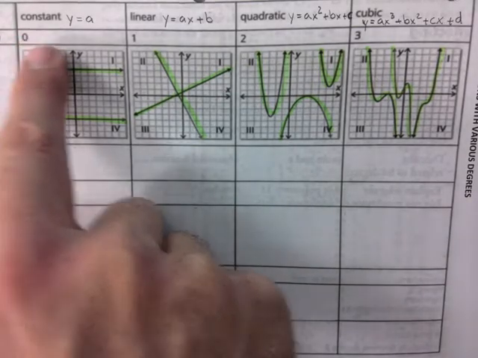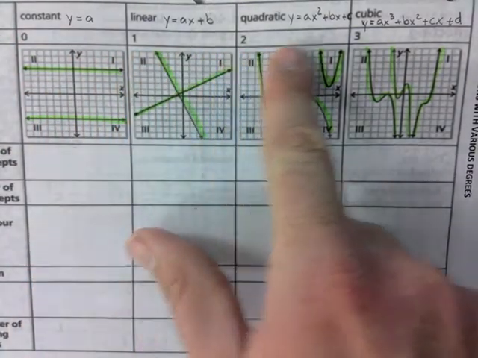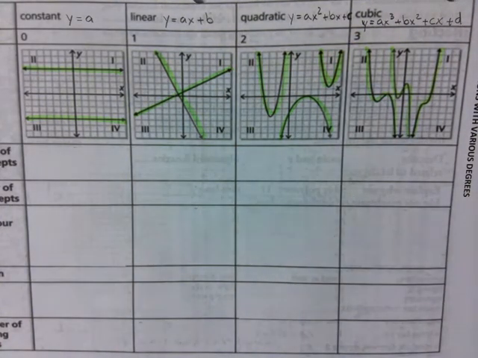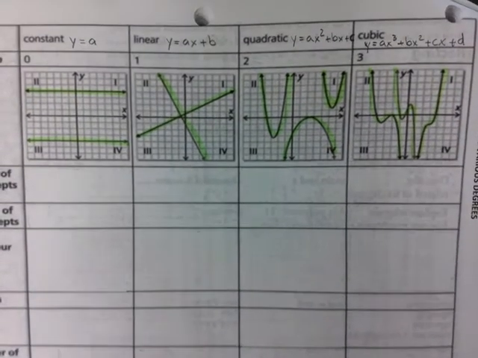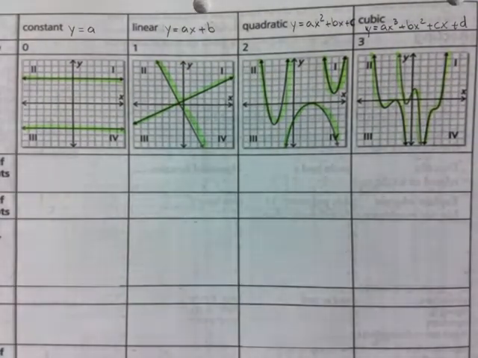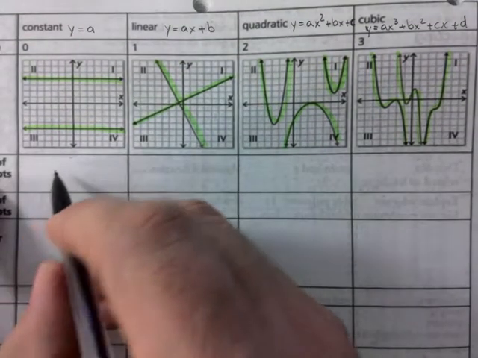So at the top, you have the degrees and the resulting shape, right? Very important to know. And then we'll fill in the rest. Okay, so now number of x-intercepts.